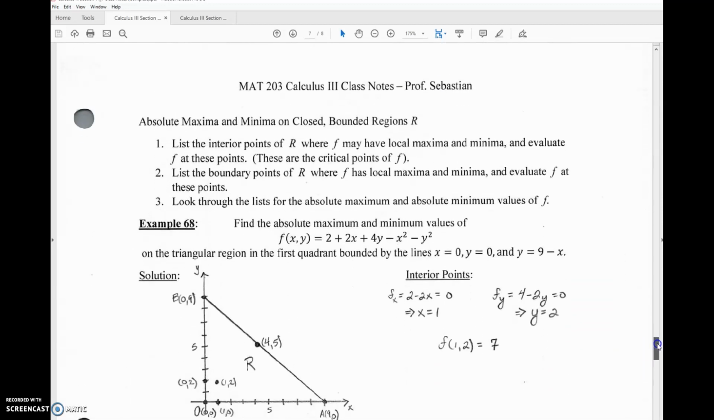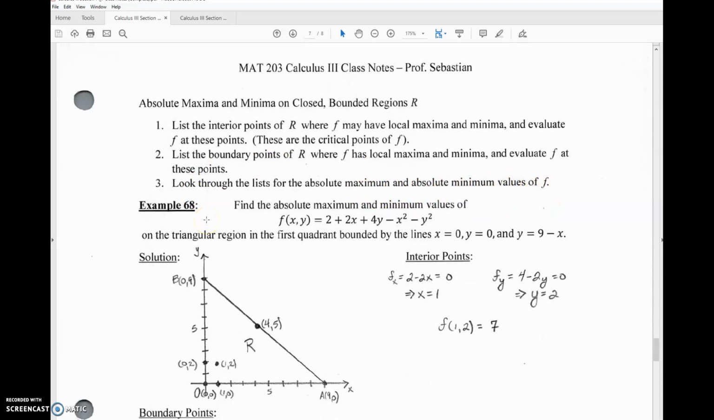We're on page 72. And now we're going to be talking about absolute maxima and minima on closed bounded regions R. So this is similar to if we have a closed interval in Calc 1 where we have a function of one variable. But we have to figure out all the interior points of R where f may have a local maxima and minima and evaluate f at these points. So these are the critical points of f. And then we have to list the boundary points of R where f has local maximum and minimum and evaluate f at these points. So this will also be critical points but on the boundary. Look through the list for the absolute maximum and absolute minimum values of f.